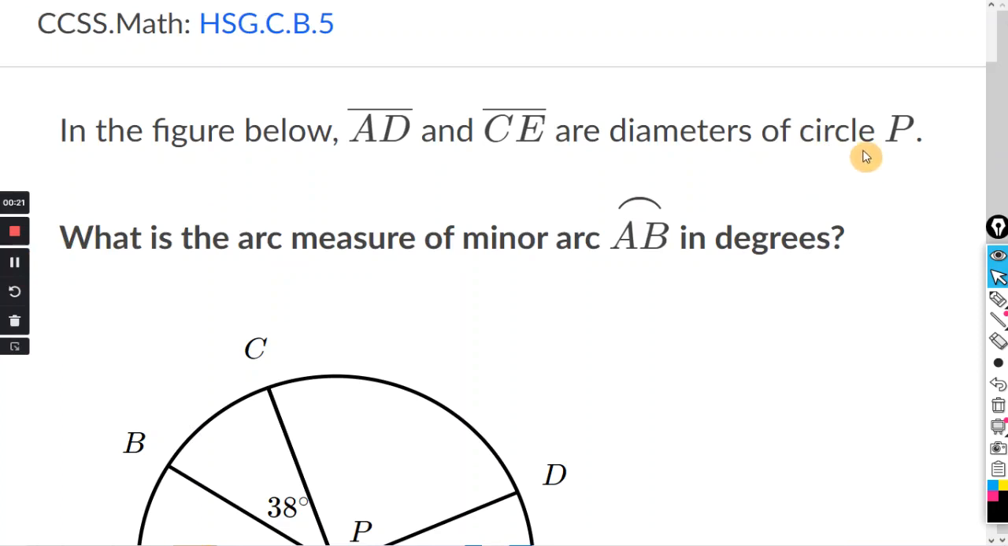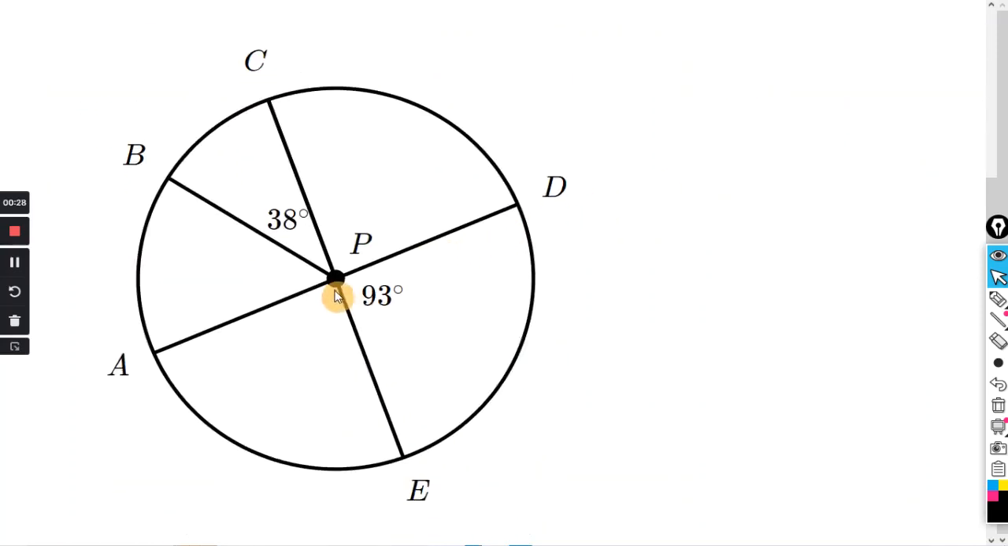Now, they said circle P, so we know that point P is going to be the center of the circle. That's right here. We just need to cover a few things before we begin. When you make an angle inside the circle, let's say this angle right here, and the center of the circle, P, is the vertex, this angle is called a central angle. And the measure of that central angle matches the measure of the arc that it intercepts.